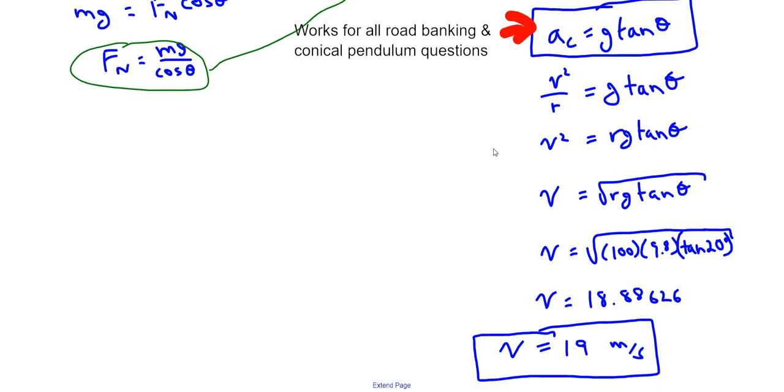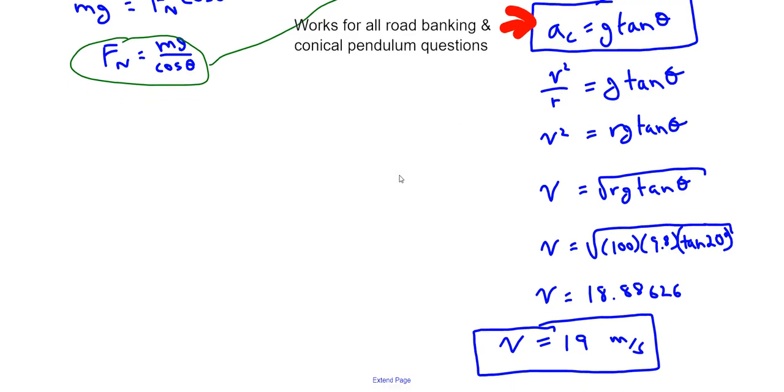The key thing I want you to take away from this is that our centripetal acceleration in road banking questions is equal to g tan theta. It's a nice little shortcut we can use that we got to, and we can work from there whenever we're doing road banking questions. Tricky one, but I hope this has helped.